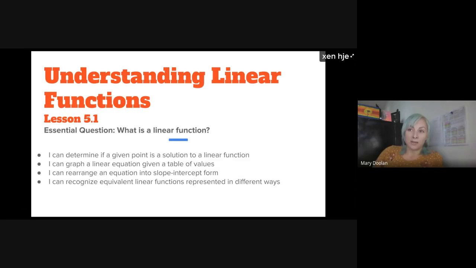I can determine if a given point is a solution to a linear function. I can graph a linear equation given a table of values. I can rearrange an equation into slope-intercept form. I can recognize equivalent linear functions represented in different ways.